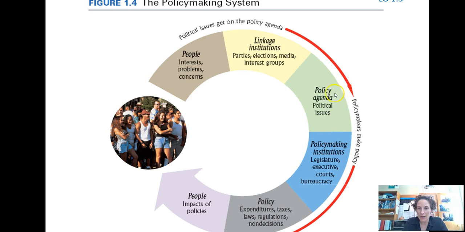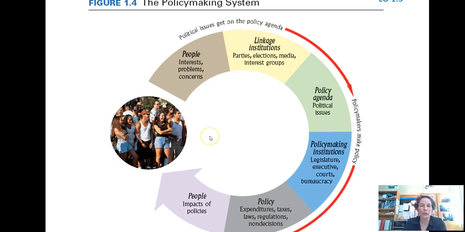And then if it's made it to the agenda, then it has the ears of the policymakers that work in these policymaking institutions, and they might deliver us policy. It might be through taxation, laws, regulations, court decisions, any of that. Then a policy is developed and delivered to us, and it affects us. And then the cycle sort of restarts.